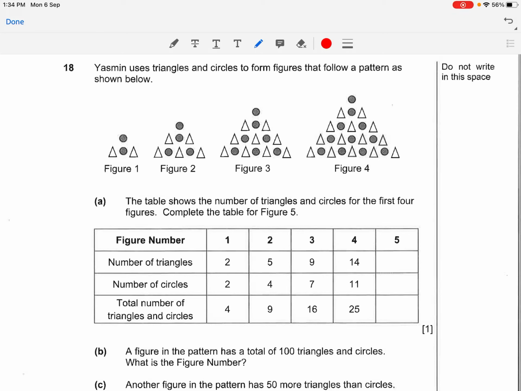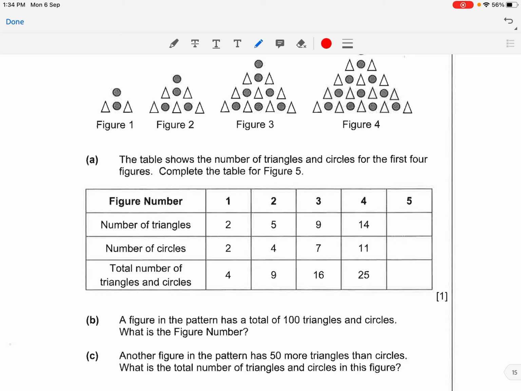Next question is under numbers. I'm going to start reading the question. Yasmin uses triangles and circles to form figures that follow a pattern as shown below. So there are all these figures, all the way up to figure 4. So you have to complete figure 5.